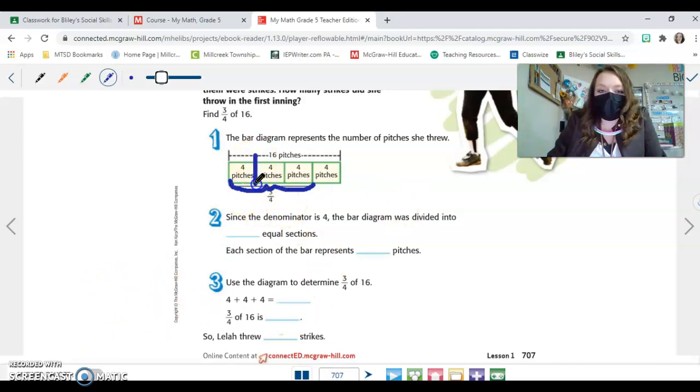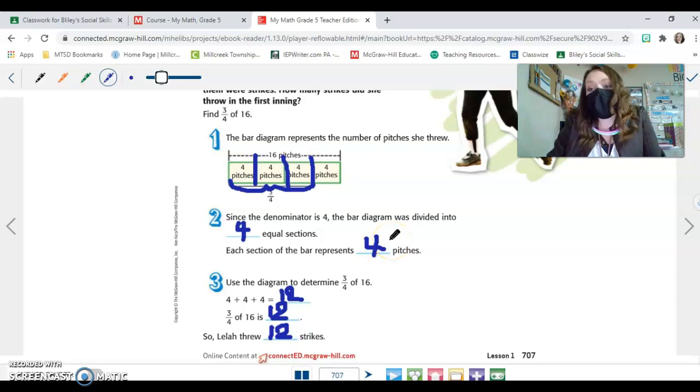So we can look and see that we did in fact divide it into 4s. So we can put 4 equal sections, which represents 4 pitches for each section. Then, just like we added out loud, 4 plus 4 plus 4 is 12, and 3/4 of 16 is 12. Leah threw 12 strikes. So when we are drawing these bar diagrams, they really just help us to visually see splitting or chunking or dividing our whole number by a fraction. And this is going to help us with later lessons within this chapter.